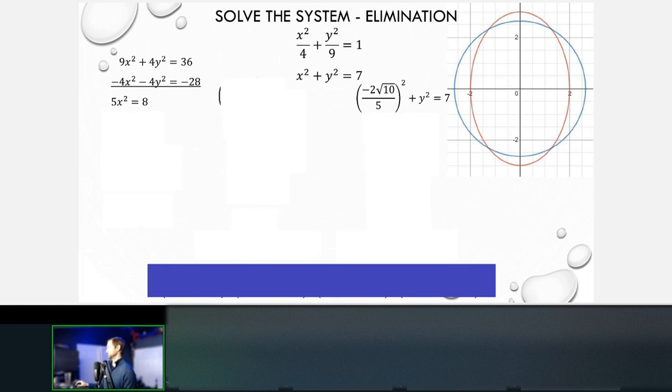And now what do we do? Yeah, we solve for x. So let's divide everything by 5. And then let's square root both sides. What's the square root of 8/5?